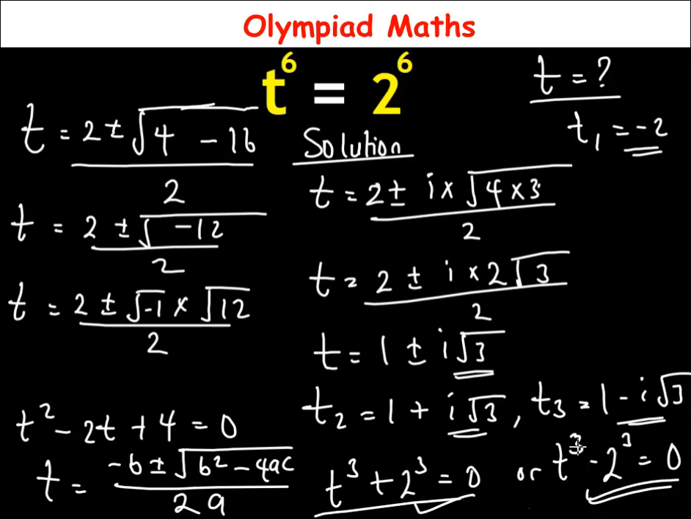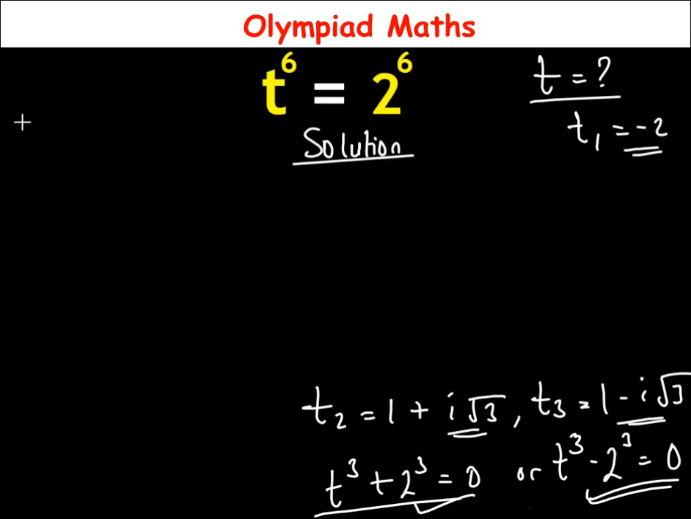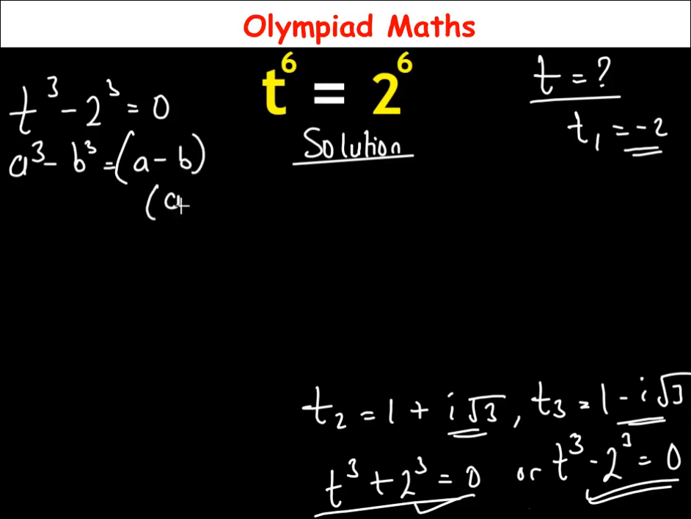So from here, t raised to the power 3 minus 2 to the power of 3 is equal to 0. Let us then solve for t. Looking at this, we have a difference of two cubes. If you have a raised to the power 3 minus b raised to the power 3, this equals in brackets a minus b multiplied by a squared plus ab plus b squared. In this case, a represents t and b represents 2. So applying this, with a as t and b as 2, let us then expand this equation using this.